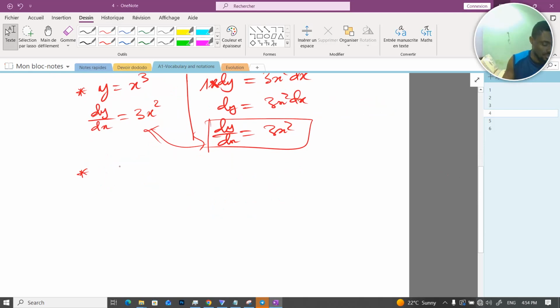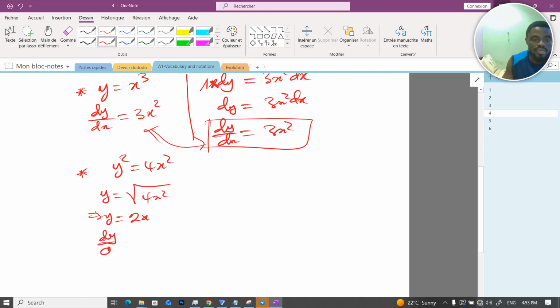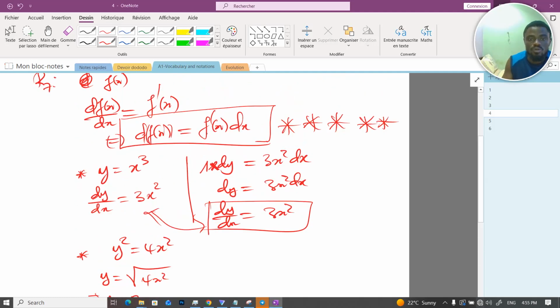Let's say you are given y squared being equal to 4x squared. If I pass through the first method to find dy dx, I'll first make y the subject. Y will be equal to the square root of 4x squared, which implies y will be equal to 2x. So dy dx will simply be equal to 2. That's it.